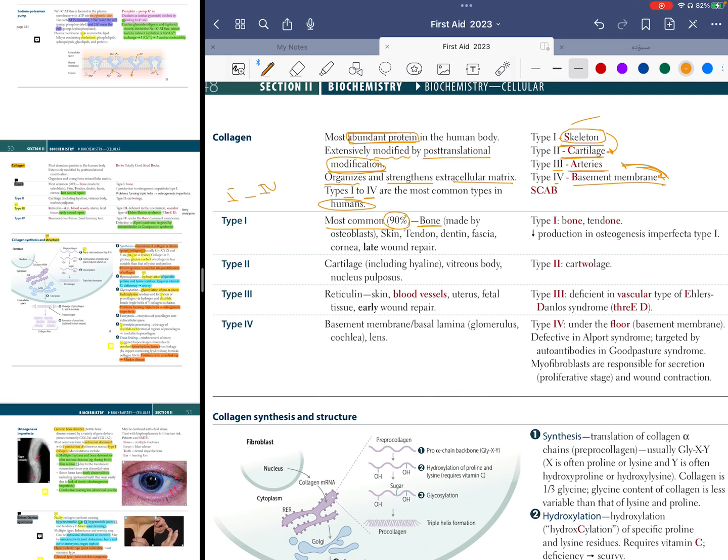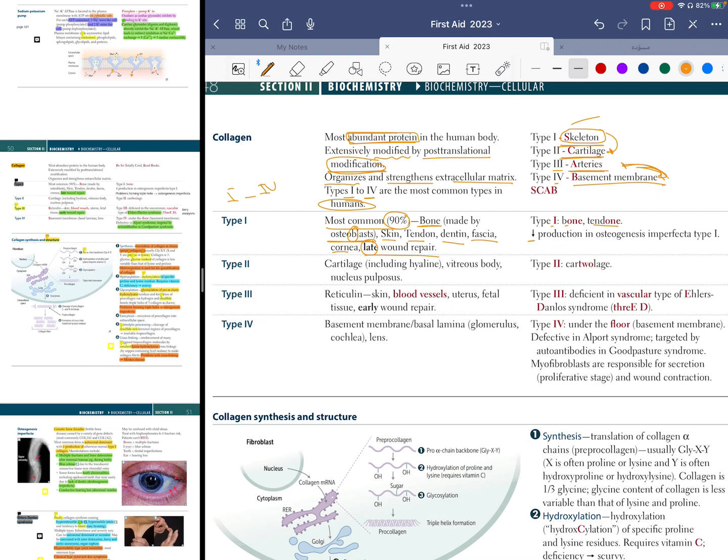It's in the bone, and we have a lot of bones made by osteoblasts. It's made by osteoblasts, which makes sense. It's also found in the skin, tendon, dentin, fascia, cornea, and late wound repair. Type 1 in bone and tendons makes sense.